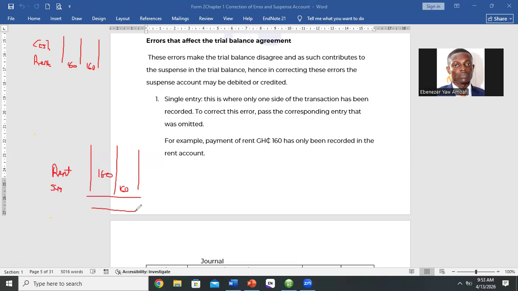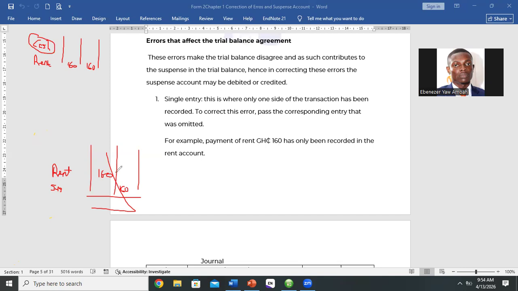So you see that after investigation, you realize that, oh, it was the cash that was not credited. That is why we are having a difference in the trial balance. So how then would you correct it? Now let me go back and draw you along. We paid rent, right? And we only recorded it in the rent account. It means that we didn't record in the cash account, right? So to correct this error, we need to now credit who? Cash. Now, when you credit cash, the corresponding debit entry would have to go to which account? The suspense account, to remove it from there.